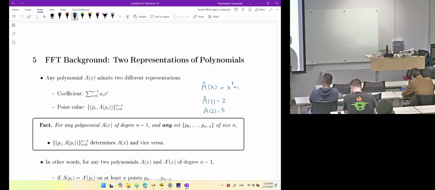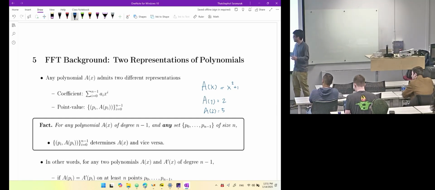Now, I claim that this is really a representation. In what sense? This is a fact that I would like you to just assume, but I will explain it, at least so you try to understand the statement. Why is it the case? It's just a basic fact from algebra, right?